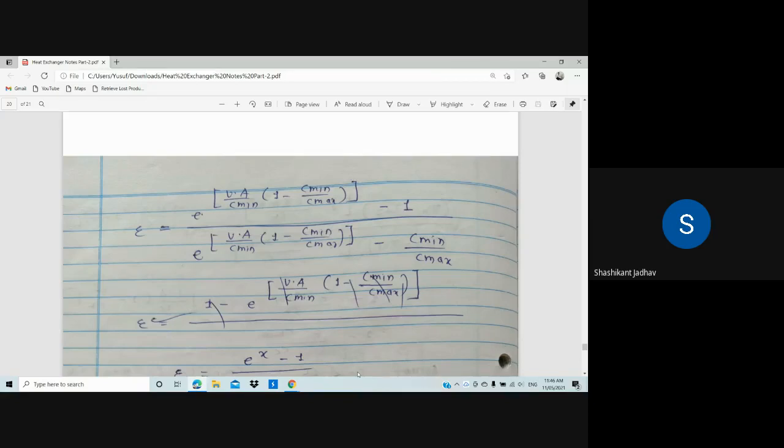We have to take the e raised to term at the left hand side and remaining terms at the right hand side. So therefore epsilon is equal to e raised to U into A divided by C minimum into bracket 1 minus C minimum upon C maximum, minus 1, divided by e raised to U into A divided by C minimum into bracket 1 minus C minimum upon C max, bracket complete, minus C minimum upon C max. Okay, so we have to take the e raised to term at the left hand side and the remaining terms at the right hand side.